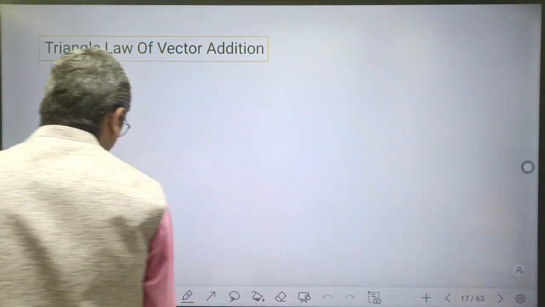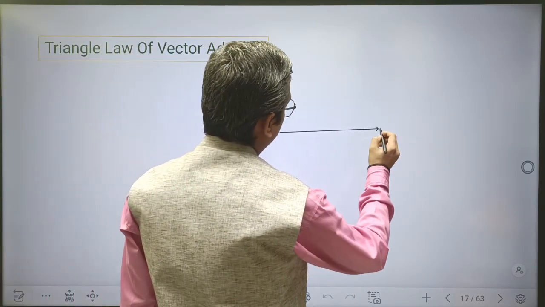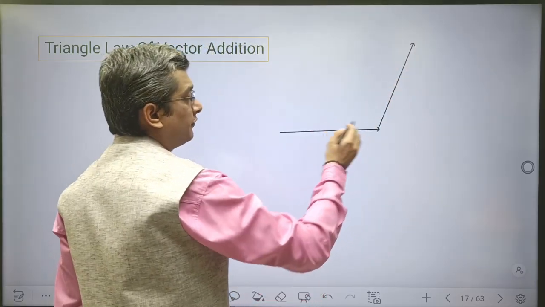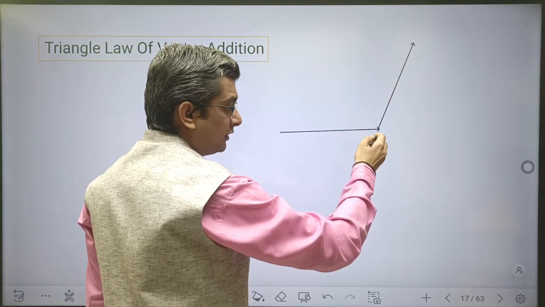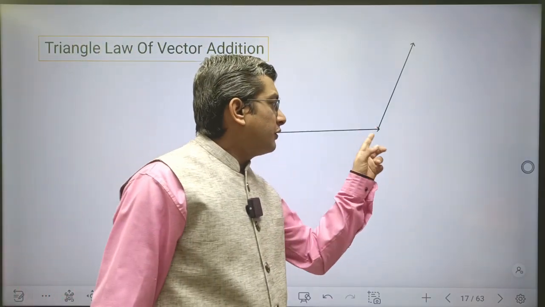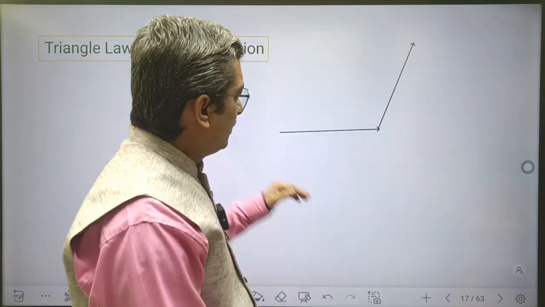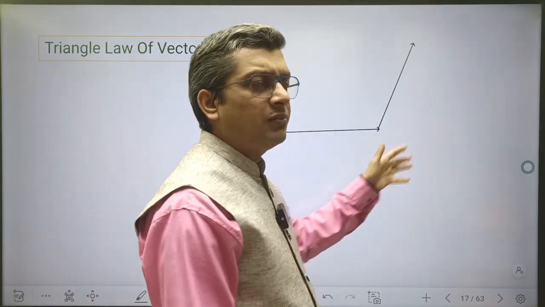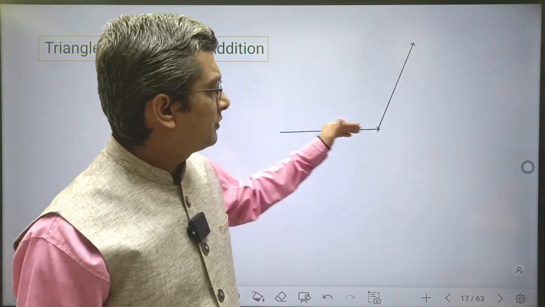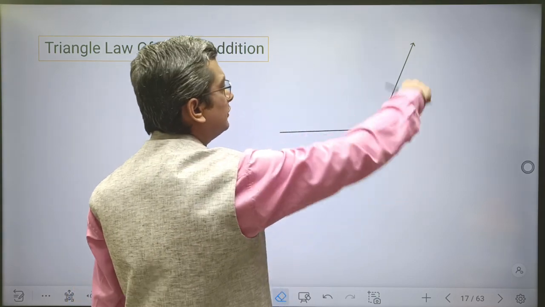Second is the triangle law of vector addition. Triangle law states that, dear students, suppose the two vectors are like this, the tail of the second vector coincides with the head of the first vector. It means that the head of the first vector coincides with the tail of the second vector. You can say it is actually the head to tail method. The first vector is approaching the second vector, as you can see. Or you can also say that they have sense in this way.